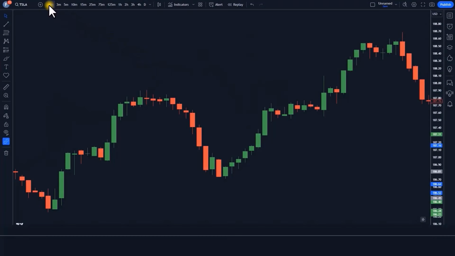We open the Tesla 1-minute chart. This strategy works well on the 1-minute time frame, as this strategy is unique as no one has ever told you about it before. Let us now understand the trading setup.